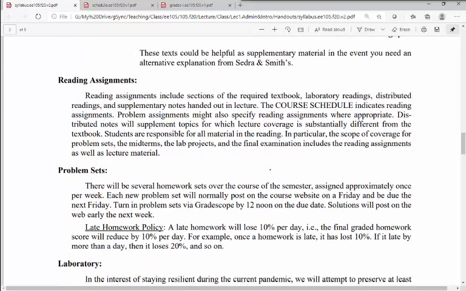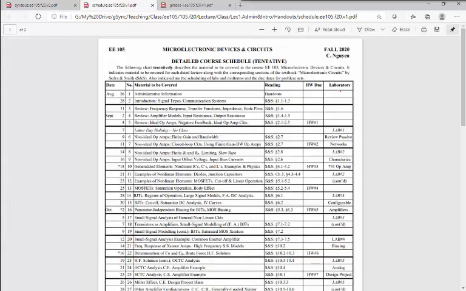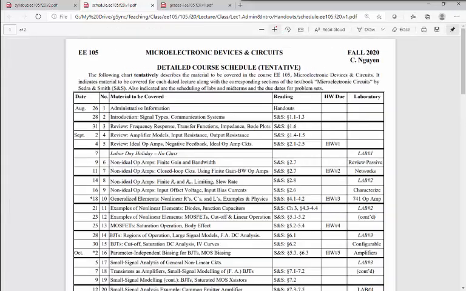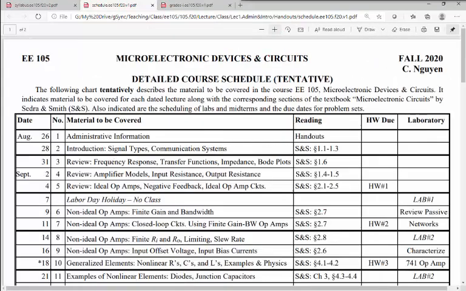Reading assignment. So let's now take a look at the course syllabus here. And so that's this thing. This is the tentative syllabus that we're going to be going through. These are all the different topics that we're covering in this class. You see the date, you see the lecture number. Out here is readings in Sedra and Smith, that textbook I just talked about.